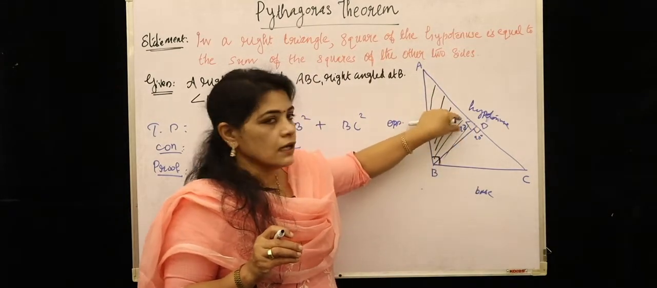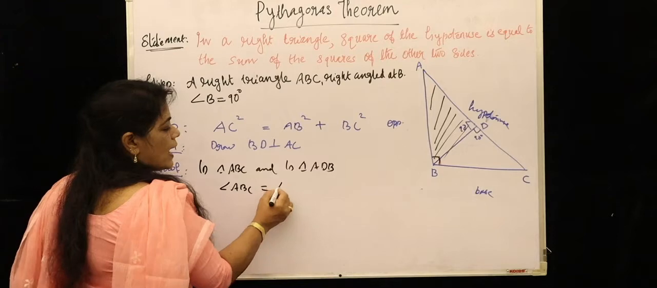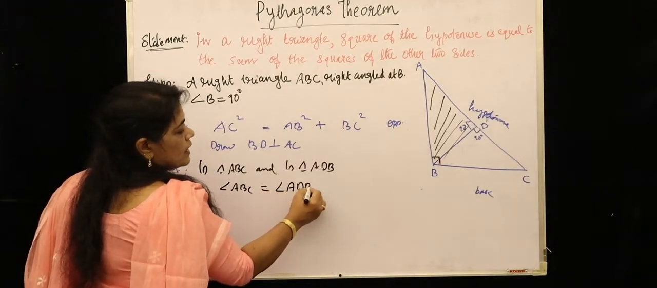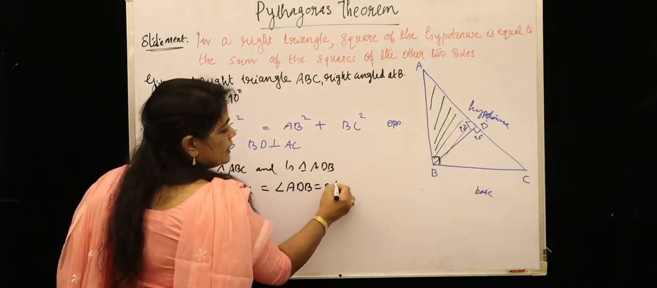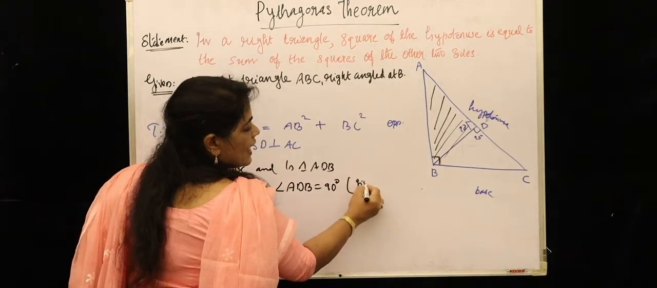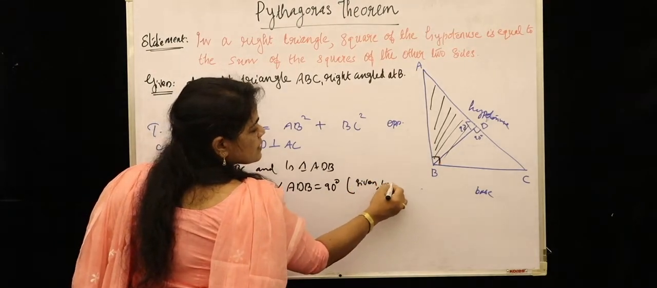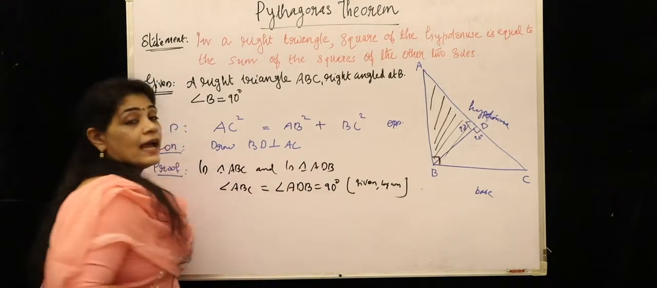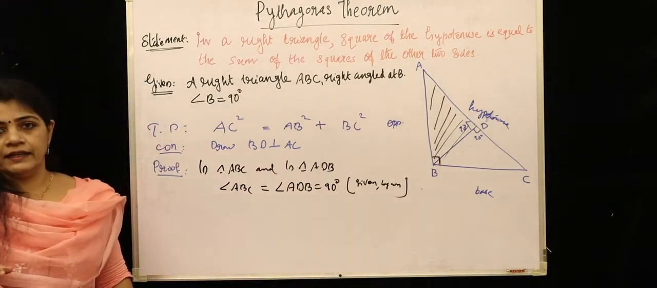Angle ADB equal to 90 degree. First one is given and the second one by construction. We got angle ADB is also 90 degree.